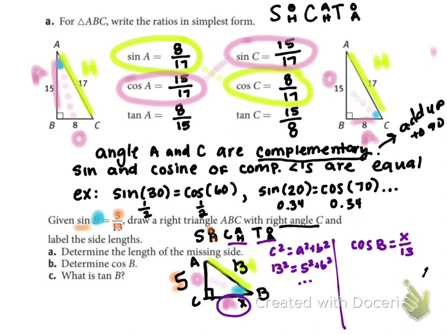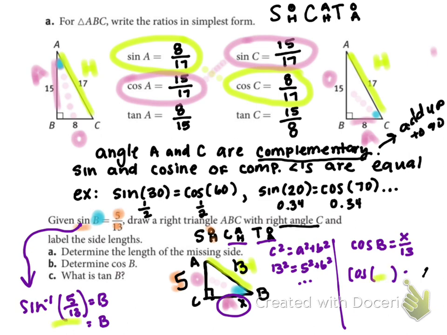Now, if you really wanted to find this angle, what you could do is go in and do the inverse sine because they gave you the ratio. So you could put sine inverse of 5 over 13 in your calculator, and that would give you what angle B is. So, again, a lot of different ways of doing this question. I could put cosine and then instead of B, write that answer that you get right here, and then solve for that X. So 2 different ways of doing it.